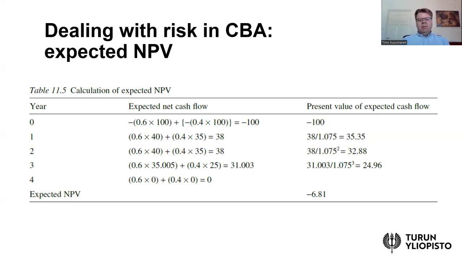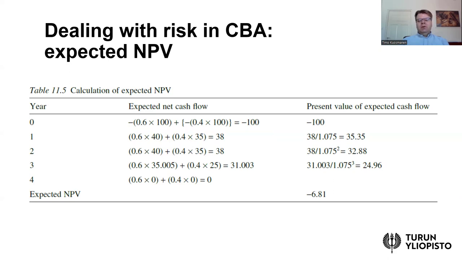And then if we take the expected value, so this is a very elementary example, we multiply this 40 euro with a probability of 0.6, and we multiply this 35 euro in year one with a probability of 0.4. The expected value of the net cash flow in this case is then 38. And then taking into account these expected values, we find that the expected net present value on the bottom row becomes negative.